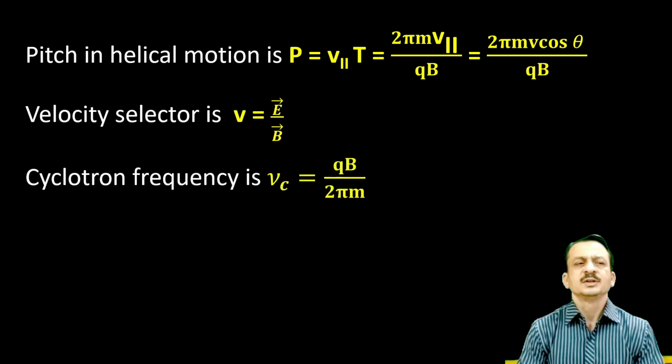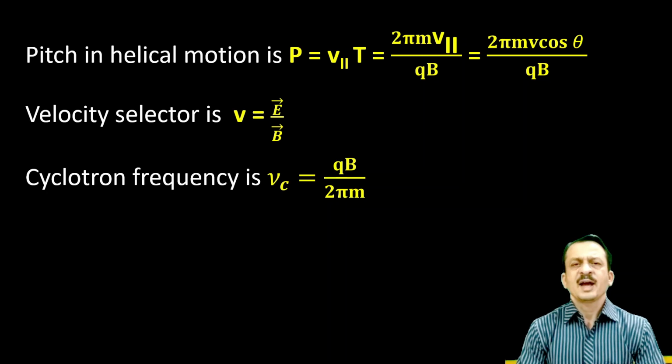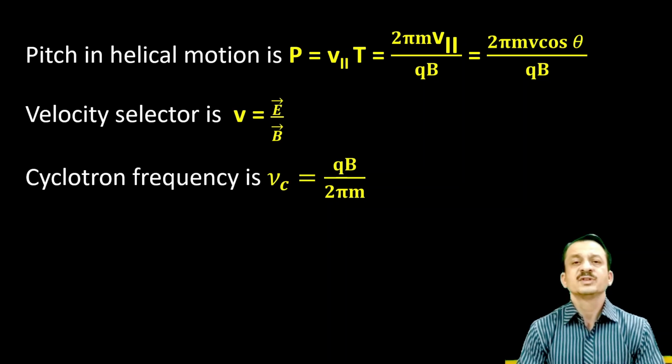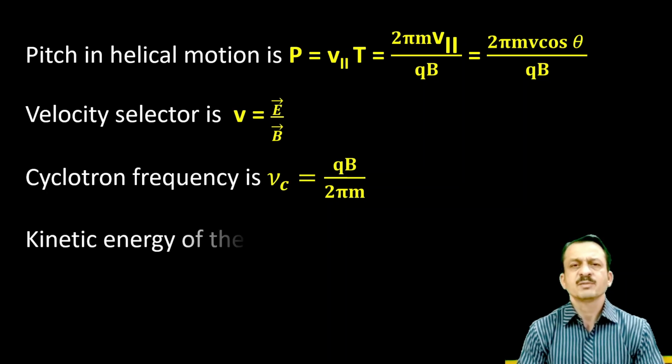Okay. So then cyclotron, it is a device which is going to accelerate the charged particles, and the frequency of the cyclotron is given by nu c is equal to qB divided by 2 pi m. Now this is very important. This cyclotron frequency is independent of the kinetic energy of the charged particle which is revolving. That is very important.